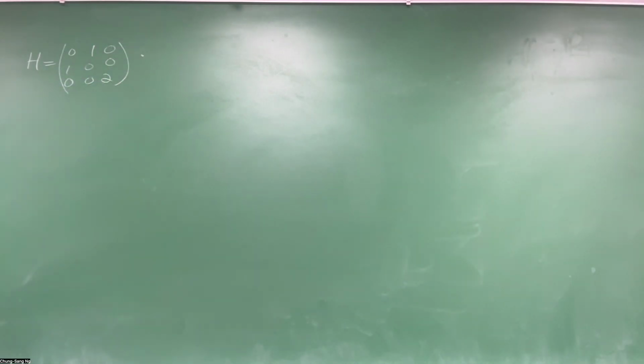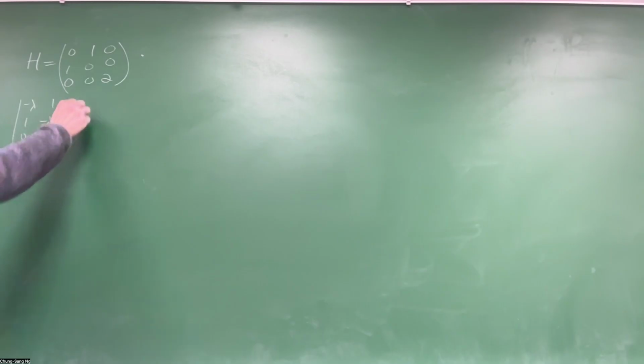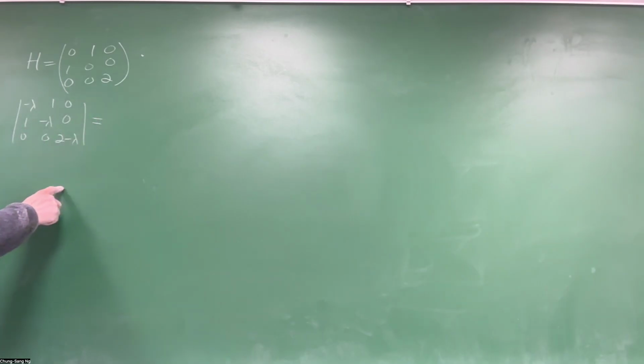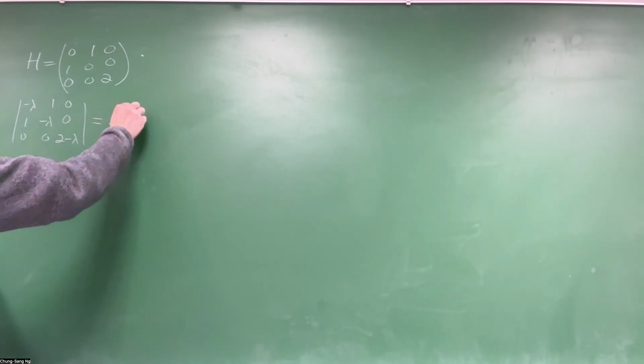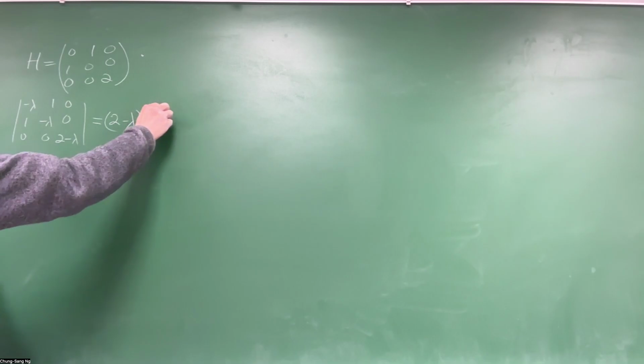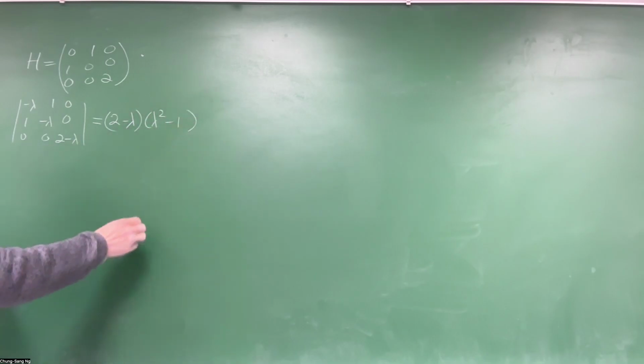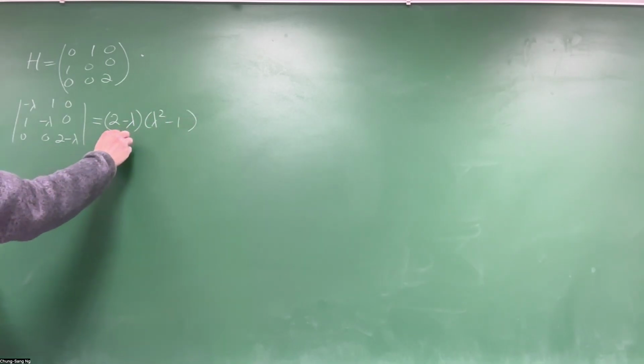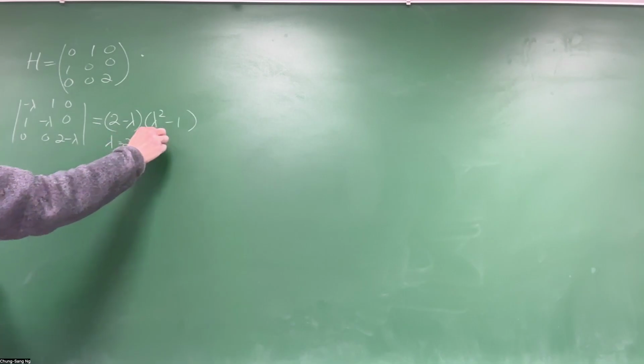First you solve for the eigenvalues and eigenvectors. We just use the same procedure, so minus lambda, 1, 0; 1, minus lambda, 0; 0, 0, 2 minus lambda. You get the characteristic equation. So you have 2 minus lambda times lambda squared minus 1. So you have 3 eigenvalues: lambda is 2, 1, and minus 1.